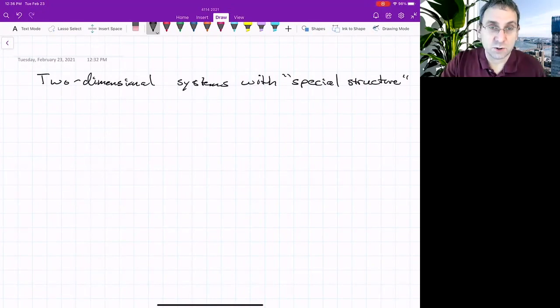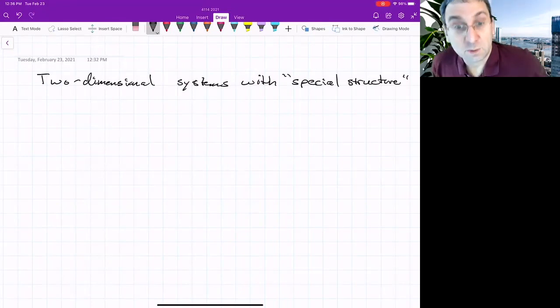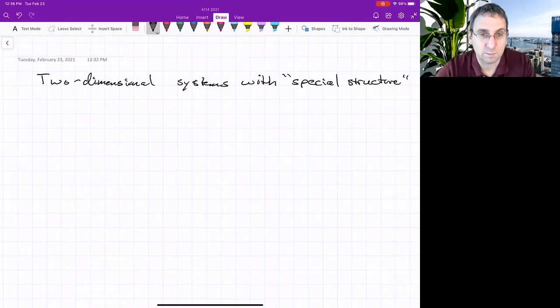So by special structure, I'll go in some kind of sequence. I'll start with gradient systems, then we'll go to Hamiltonian systems, then we'll look at conservative systems, and then end with the pendulum example. I think it gives a good overview of systems with special structure.